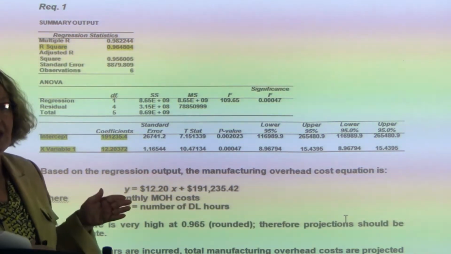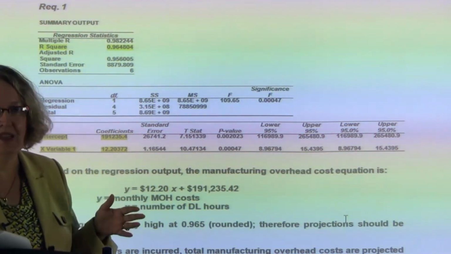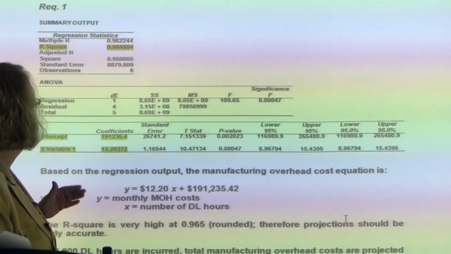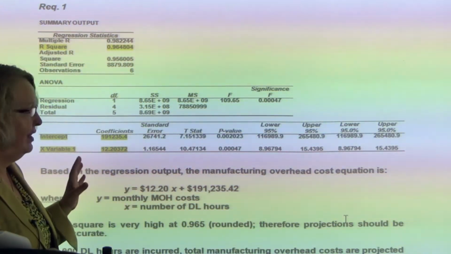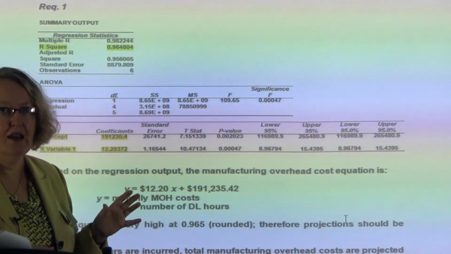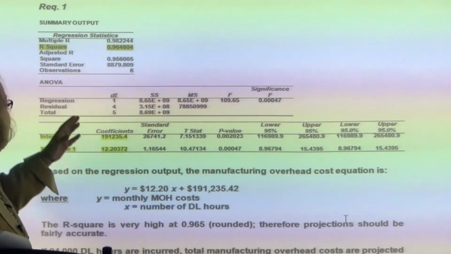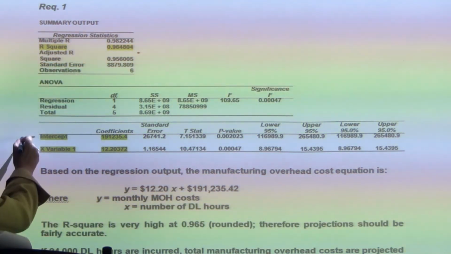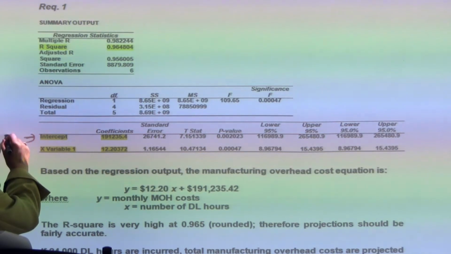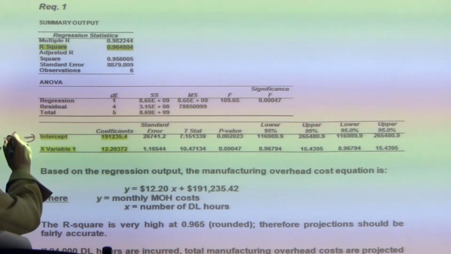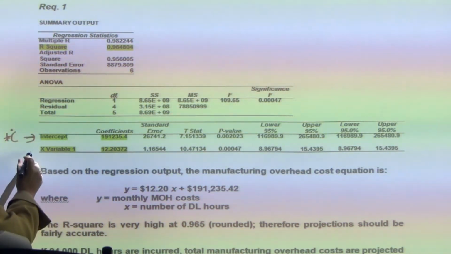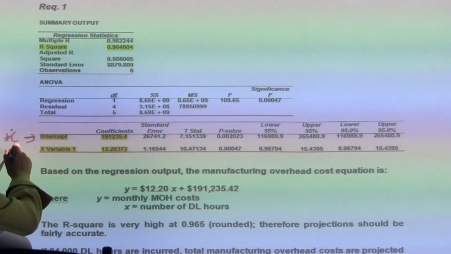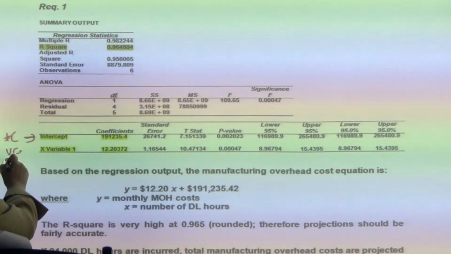If that had been 0.10, like 10%, then you know there's not much of a relationship between labor and total cost. So this is telling you that the output is something you can rely on because it's close to 1, at 0.96. Okay, so here the intercept is your fixed cost, and the x variable 1 is your variable cost, also known as your slope.